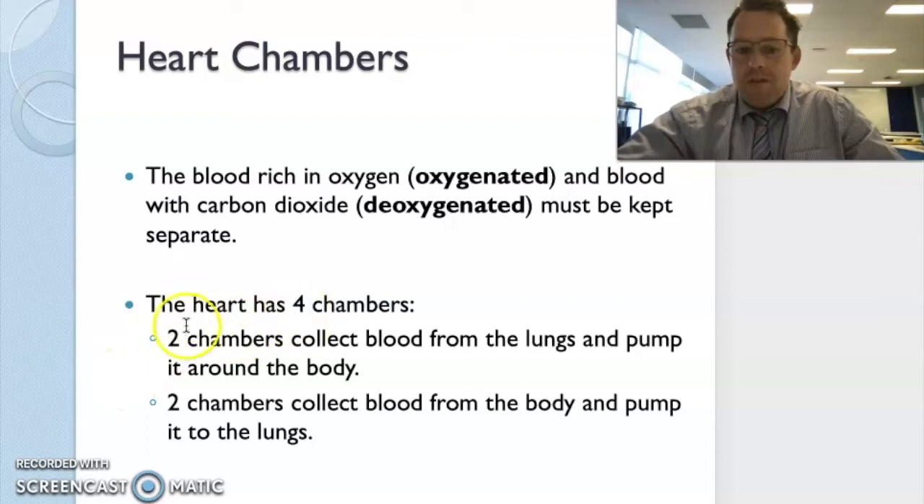There are 4 chambers in our heart. 2 chambers collect blood from the lungs and then pump it out to the body. So they're the chambers on the left. 2 chambers collect blood from the body and then pump it to the lungs, and they're the chambers on the right. So let's have a look at our heart structure in detail.